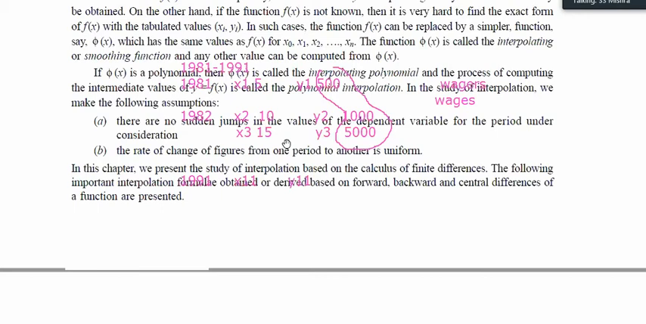So the first assumption talks about the dependent variable, which means the value of the function, not the function. Look at the second assumption: the rate of change of figures from one period to another is uniform. What does the rate of change of figures mean?